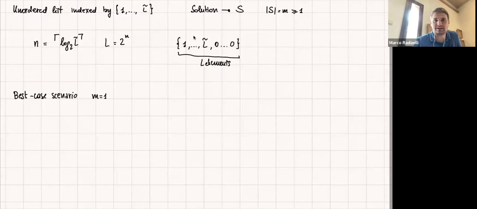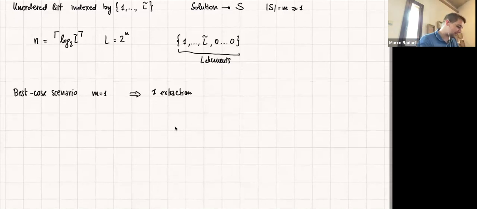You can answer directly, write in the chat. Okay, someone wrote big O of L. Actually, yeah, this is the worst case or the average case scenario. In the best case scenario, we actually have just one extraction, which tells us that the best case scenario is probably not a very good way of evaluating the performance of our algorithm.